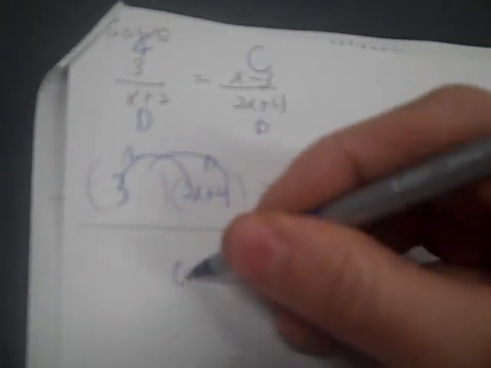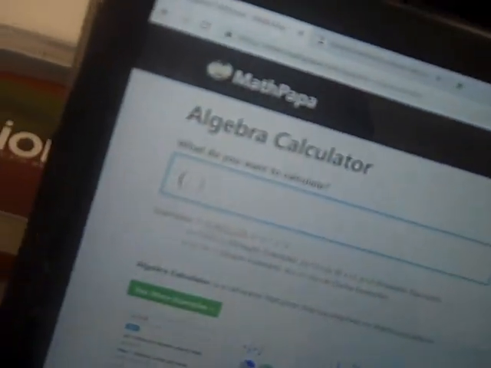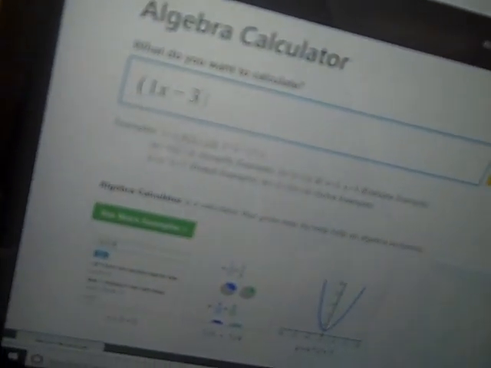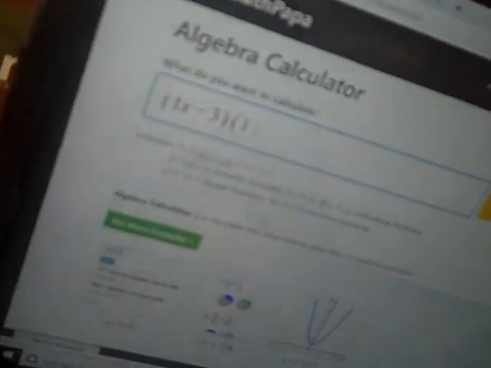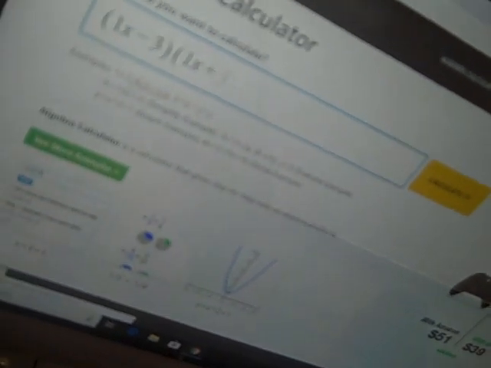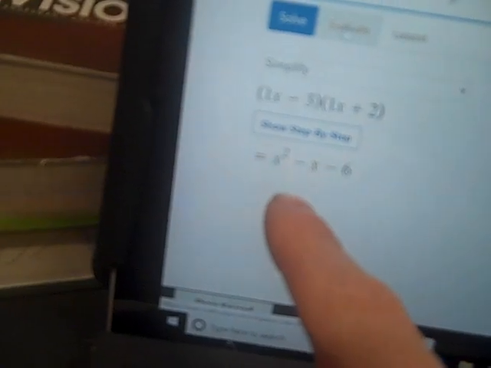Now this side's easy because I don't have an x in one of the parentheses, so I just do my distribution. That's 6x plus 12. Now this is a FOIL because you got two terms in each parentheses, so I'm gonna use Math Papa. I mean, you can FOIL it on a piece of scratch paper if you want, but I think it's easier if I won't make any little mistakes if I just multiply 1x minus 3 times 1x plus 2. That gives me 1x to the second minus 1x minus 6.